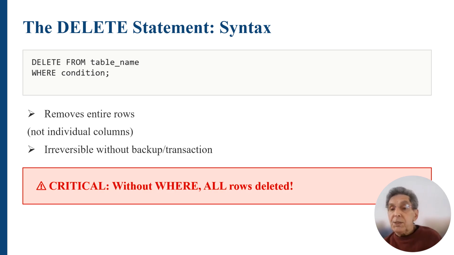The same critical warning applies here as with update. Without a where clause, delete removes every row in the table. The table structure remains. It's still there with all its columns and constraints, but it's completely empty. You've got an empty filing cabinet. Every record is gone in an instant. In healthcare, this could mean losing all the patient records, all the clinical history, all the appointment data. This is why database administrators configure extensive backup systems and why production access is tightly controlled. A single delete statement without the where clause can undo years and years of data entry.